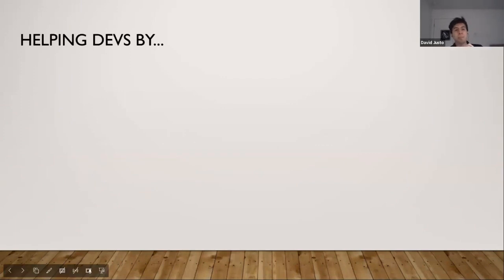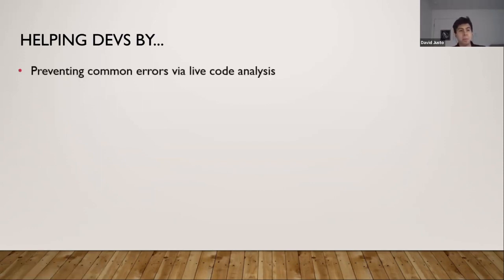So there's three main goals we've been trying to achieve with some of the tooling around durable functions. The first one being the prevention of common errors via live code analysis, especially because getting used to a new programming model, especially if you're a beginner, if this is the first time you're dealing with something like this, can be difficult, and we're trying to minimize some of the pain points around that.